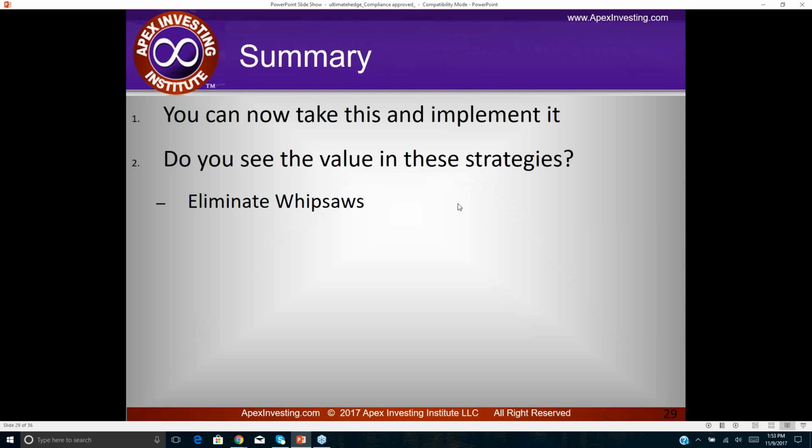I don't want to overload you here, but now you can see this, implement it, and start playing with it in demo. I think you can see the value in this strategy, where it eliminates those whipsaws and hides your stops, and you've got stop losses for pennies on the dollar. We just showed you how to take a $650 potential loss down to only a risk of like $250. And then instead of giving yourself a small stop, you have a 250 tick stop. You can't beat it.